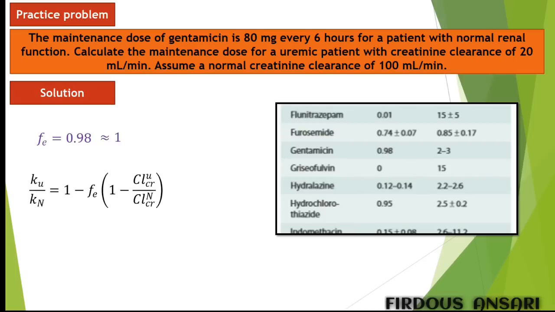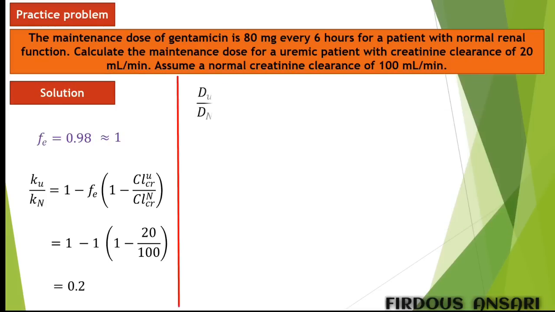So using the equation, Ku divided by Kn equals 1 minus Fe into 1 minus creatinine clearance in the uremic patient divided by creatinine clearance in a normal individual. So add the values. Fe is 1, and in this problem the creatinine clearance is 20 ml per minute, and assume the normal creatinine clearance to be 100 ml per minute. So we add all these things and we get the value of 0.2.